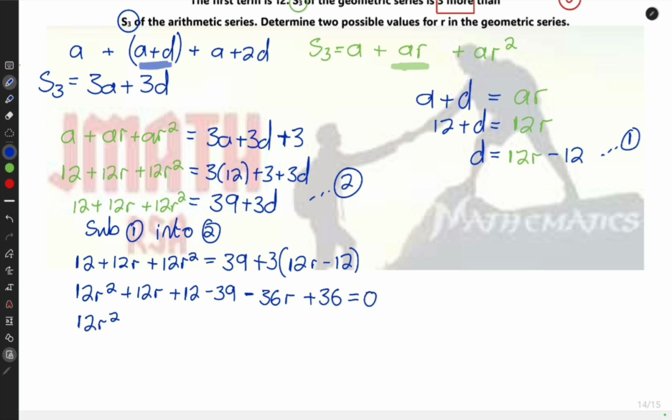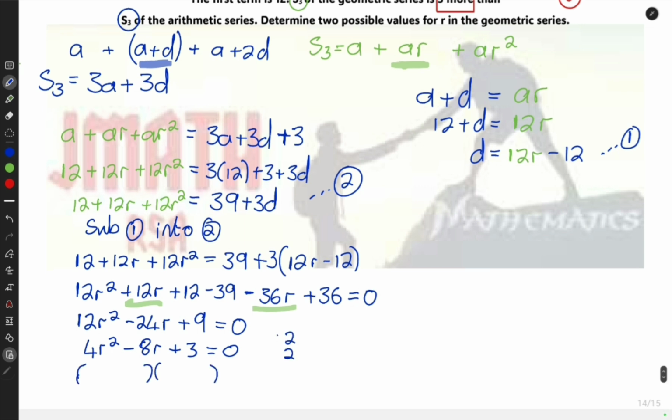Let's simplify. So 12R squared. Now I need to see how many R values are there. Okay, there's one, there's one. So this would be 12 minus 36 is minus 24R. Then 12 minus 39 plus 36 is going to give me plus 9 equals 0. Okay, great. There is my trinomial. So you can do trinomial in whatever way you want. Just make sure you show them the brackets or the formula. I am actually going to take the old school way and say, okay, but I can divide everything by 3. That gives me 4r squared minus 8r plus 3 equals 0, and that's going to help me see the brackets.